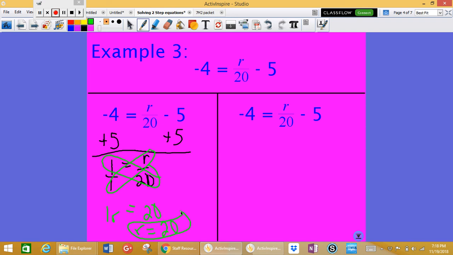Another way to do it is I'm going to add 5 to both sides. So I'm going to have 1 equals r over 20. And if I multiply each side by 20, that's the denominator, those cancel, leaving me with 20 equals r. Either way is completely correct.